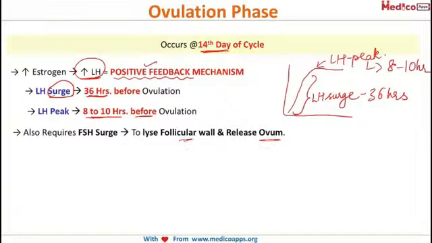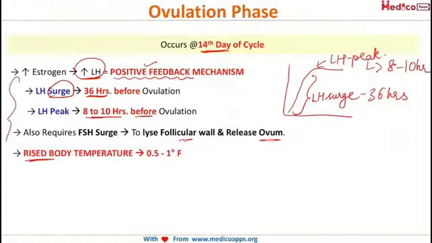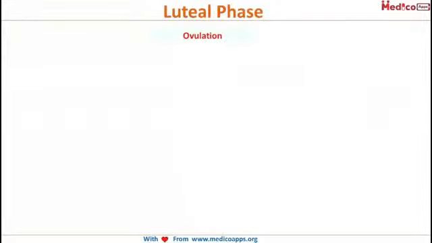Now another important point you have to note here is that there is always a rise in body temperature when these two steps are occurring, and it rises by 0.5 to 1 degree Fahrenheit. So this is an important exam bit. Please remember, there is always a rise in body temperature during ovulation. Now let's proceed to the third phase, that is the luteal phase. Once the ovulation has occurred, it forms something called the corpus hemorrhagicum.